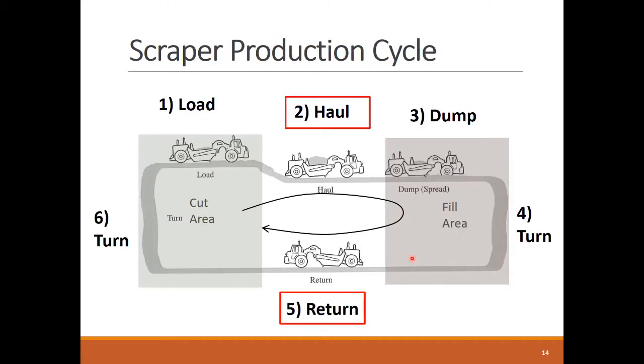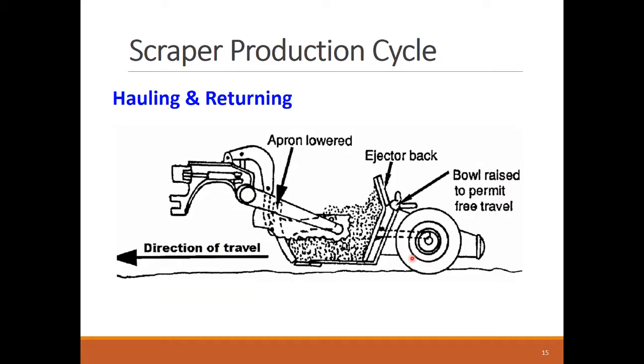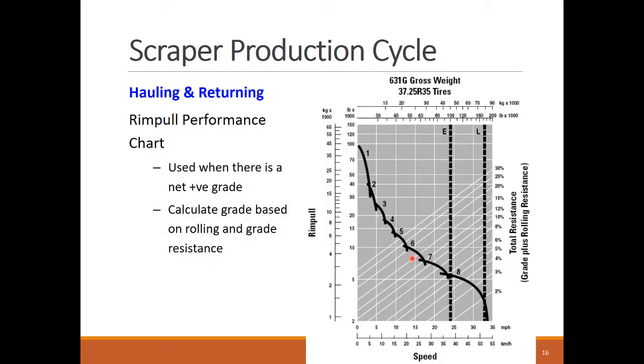We are done with the loading time. Let's see how to estimate the haul and return times. In motion, the scraper bowl is lifted and the apron is lowered to hold the soil load. For both hauling and returning, we can estimate them by rough judgment or by using the performance charts of the scraper. We will need to use the rimpull chart if the scraper experiences positive resistance, and the retarder chart if the scraper experiences negative resistance.